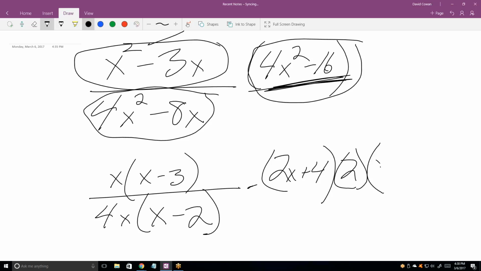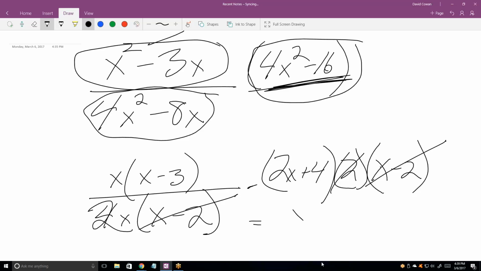Because what that leaves is x minus 2. And now I can do a lot of canceling. In other words, I can cancel that x minus 2 with that x minus 2. Yep. I can cancel this 2 with that 4 and turn it into a 2. Okay. And what does that leave me?